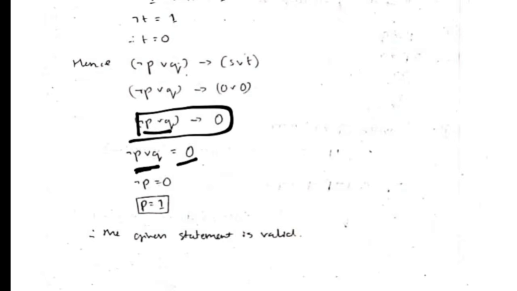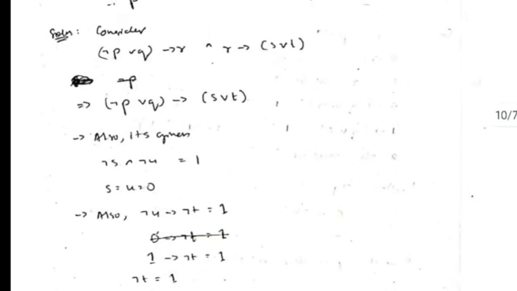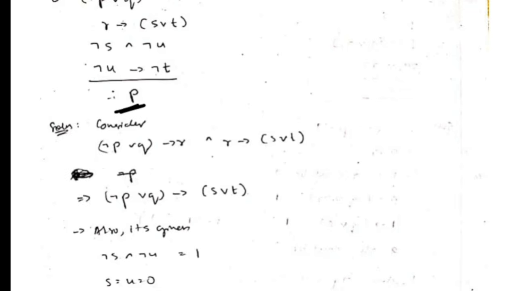Now not p or q is 0, that means not p and q both are 0, then only we'll get this final term as 0. So not p and q both are 0, that means not p is 0. So we can conclude that not p is 0, and therefore p is 1, and hence the given statement is valid. We had to prove only that p is true. In this question, start from here.